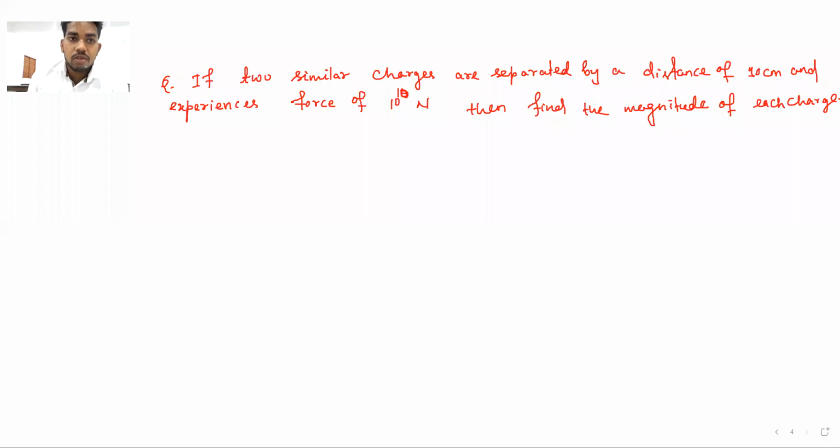Just see. So the question will be given like this: if two similar charges separated by a distance experience a force of 10 to the 10 Newton. You know the formula, F equal to k q1 q2 by r square. In this case the two charges are the same, so k q q by distance square. The F value is given as 10 to the 10 Newton, the k value in the MK system is 9 into 10 to the 9, and q square by r square, where r is 10 centimeters, so you have to convert it into meter, so 1 by 10.